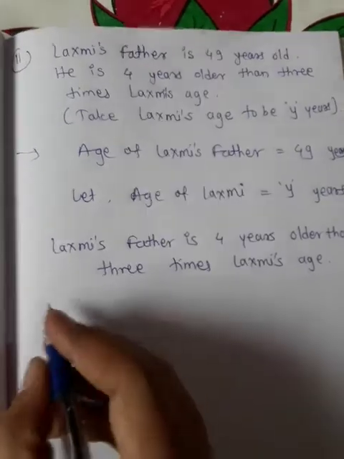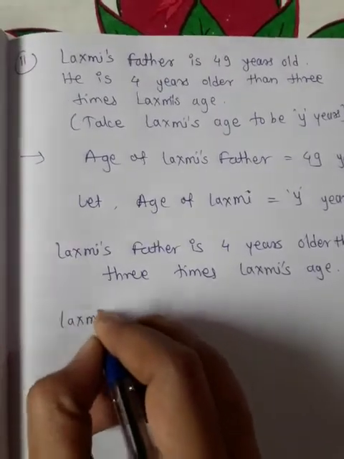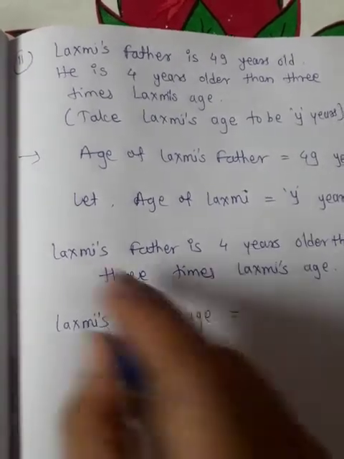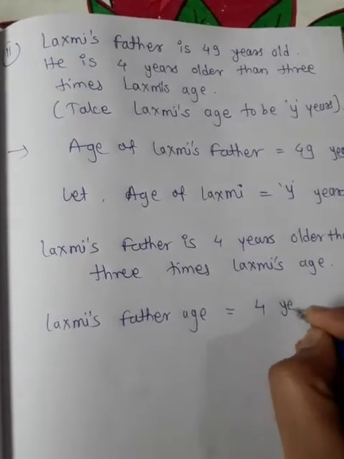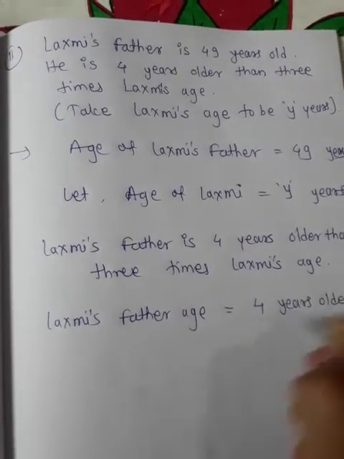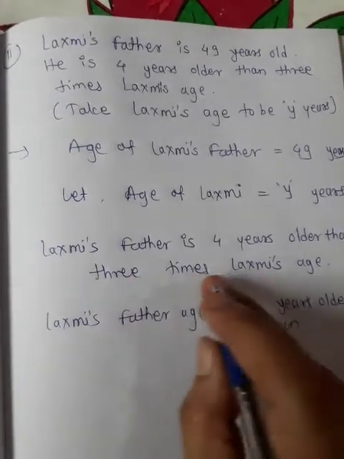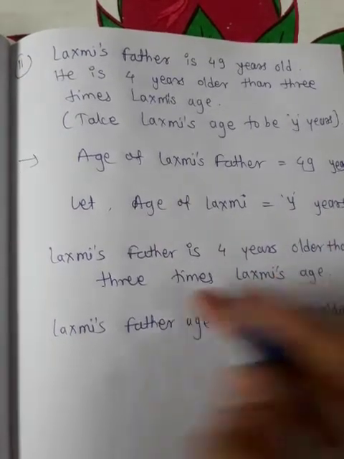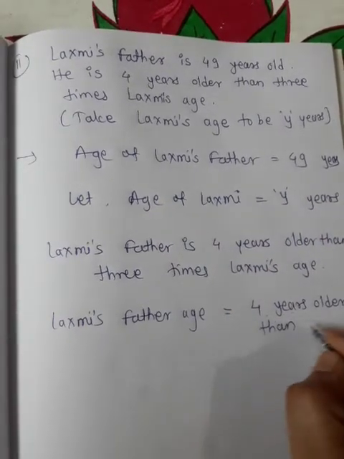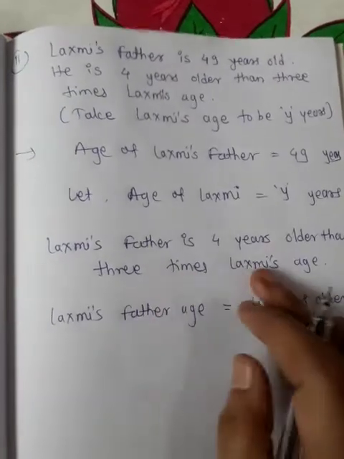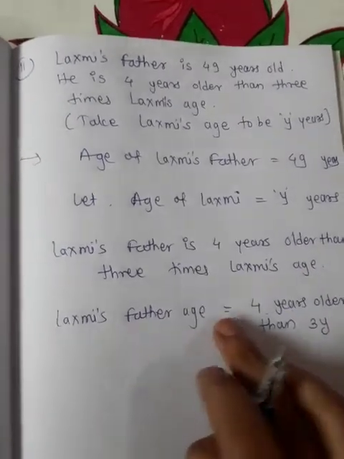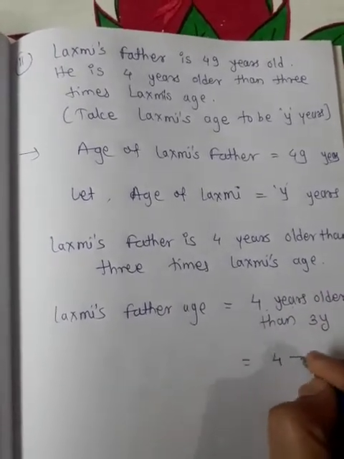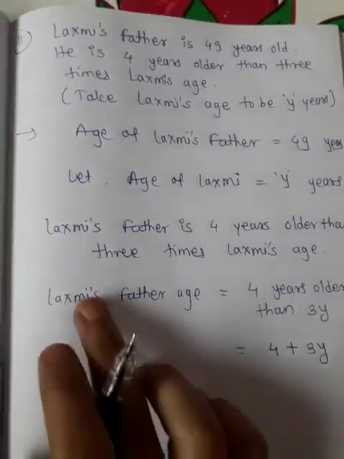Means what? Lakshmi's father's age is equal to 4 years older than 3 times Lakshmi's age, but here 3 times Lakshmi's age means 3y. Okay, so here 4 years older than 3y. So Lakshmi's father's age is equal to 4 years older than 3y. So 4 years older than 3y means what? 4 plus 3y.